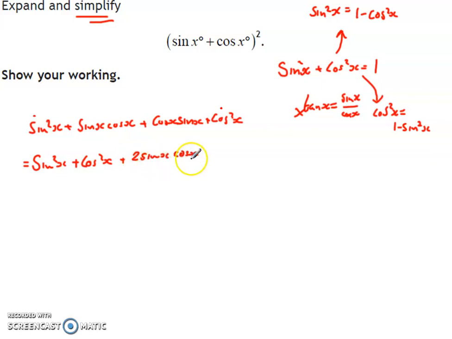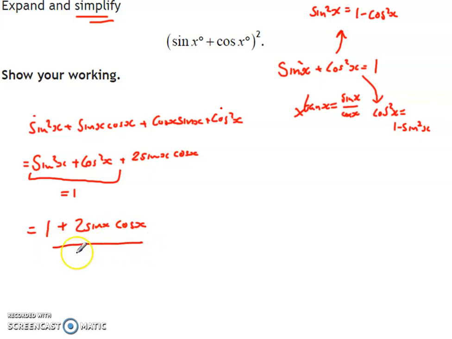Now, if you wrote it as 2 cos x sin x instead, you'd be perfectly fine. The order doesn't matter as long as you're consistent. Now, sine squared x plus cos squared x, we know from the identity that that equals 1. So I can then take it even further and say that that equals 1 plus 2 sin x cos x. What I've done there is I've expanded the bracket and I've simplified it down as much as I can with the trig identities we know at this stage.